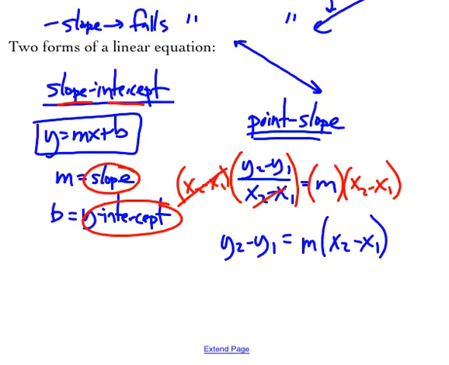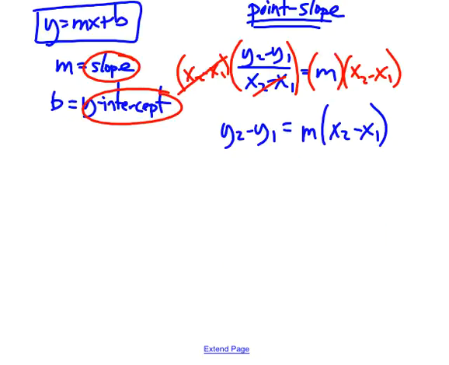Okay, so here's kind of the key point of this, no pun intended. But what we're going to do is we're going to let x, y, that coordinate point, be a point on the line.